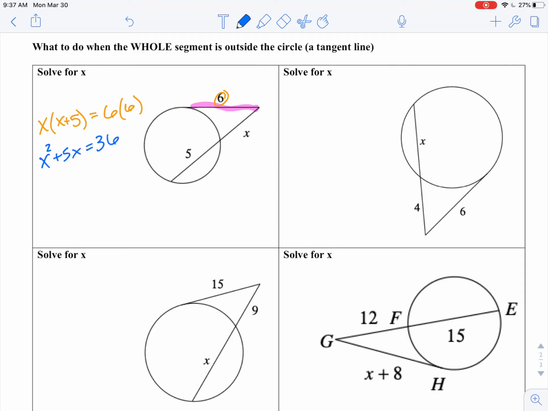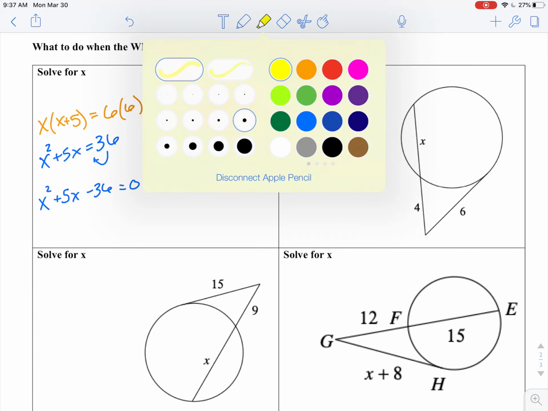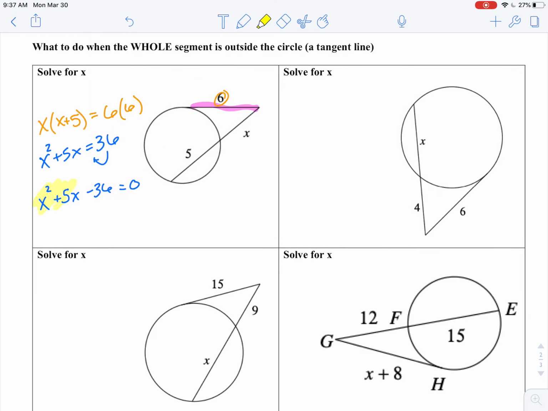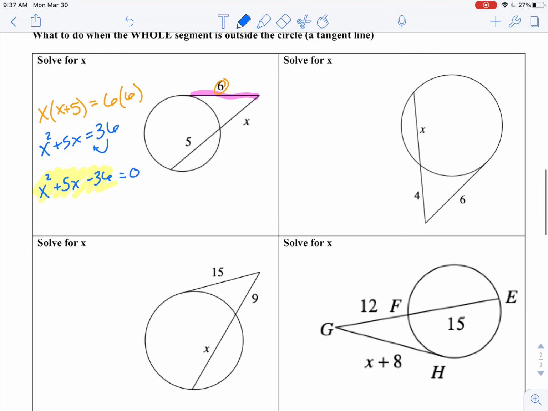So x squared plus 5x equals 36. And now what I'm going to do is subtract 36 over here to say x squared plus 5x minus 36 equals 0. And now we will end up factoring this to solve for x.